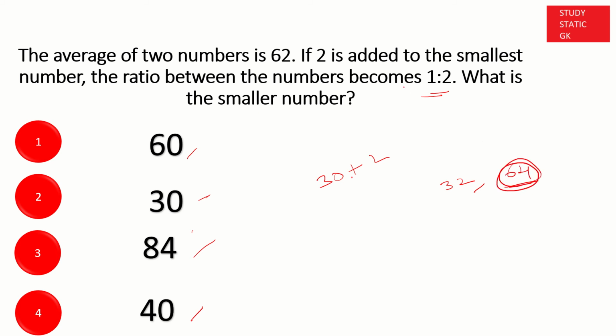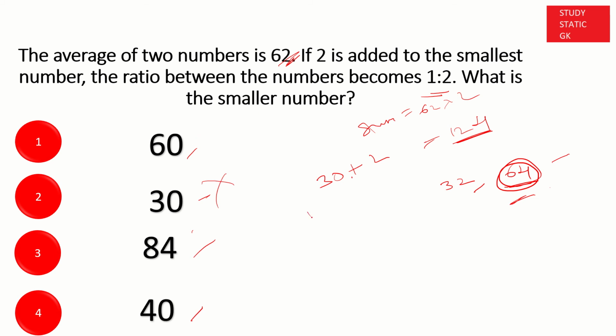But the average of the two numbers is 62. That means the sum should become 62 into 2, that is 124, but here you are getting 64 only. So this is not the one. So go with the 60.